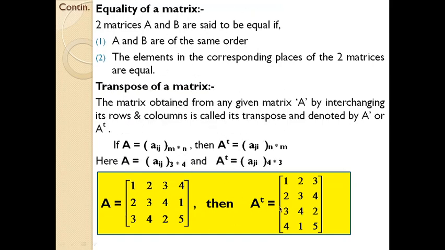So as per this matrix, here it is expressed as A equal to Aij, 3 into 4. And the transpose of the first one is represented by Aji, 4 into 3. Here the row became the column of this one. That's why it is written. I hope you understand the concept.